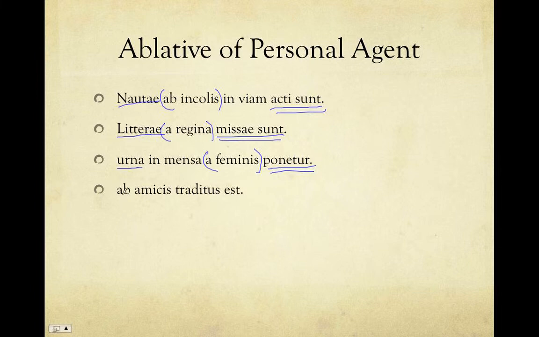And finally, our last example, ab amicis traditus est. No subject, but because we have a perfect passive voice verb, we know it's masculine, singular. He was betrayed, traditus est. By whom was he betrayed? Ab amicis, by his friends. So each of these bracketed phrases is our ablative of personal agent, telling us who did the action of a passive voice verb.